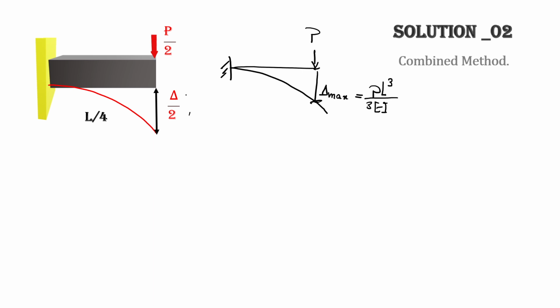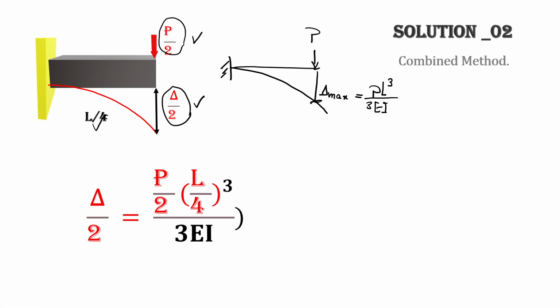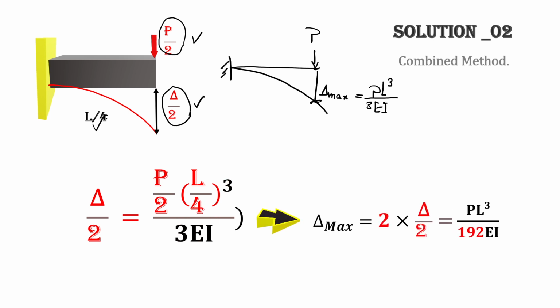The same approach applies here, but this time for delta over 2, P over 2, and now L over 4. Delta over 2 is equal to P over 2 times, in parentheses, a quarter of L cubed over 3EI. And delta maximum is twice delta over 2, that's obvious. And if you do the math, it gives you PL cubed over 192EI.